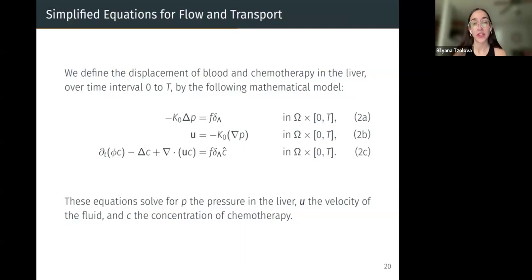So going back to our simplified equations for flow and transport, we've now solved for the pressure in our first equation, and so we can use the solution for P and plug it into our second equation for the velocity of the fluid in order to get out our value for U. So this can be solved for directly. And then we have our last equation, which is the concentration of chemotherapy inside of our liver. Once again, with this equation, like with the first one for pressure, we have a delta function here.